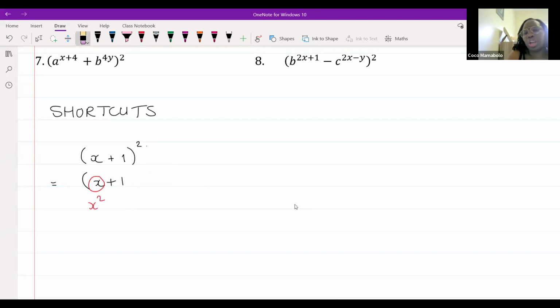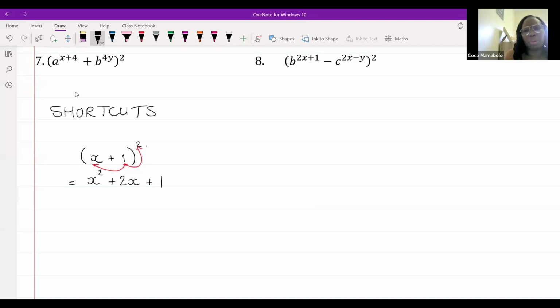So if we want to learn how to do the shortcut, we can do this instead. We can take the first number and we're going to square it. So we're going to put x squared. And then we're going to take the last number and we're going to square it. And we're going to get plus 1 squared, which is just 1. Then I'm going to go x times 1, which will give me 1x or just x, times 2. So in the middle, I'm going to end up with plus 2x. I hope that's not too confusing.